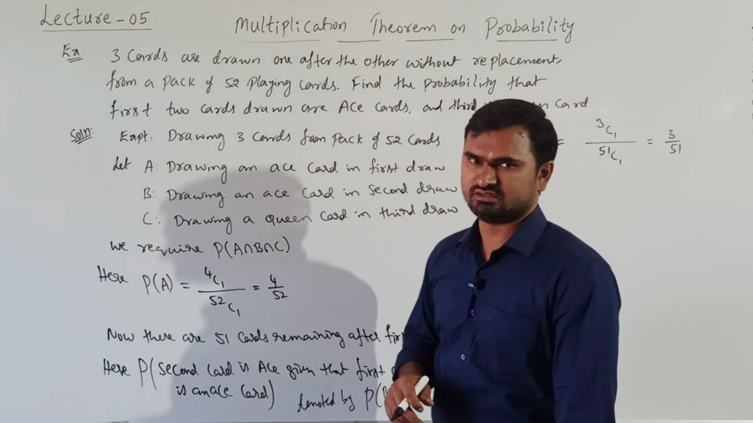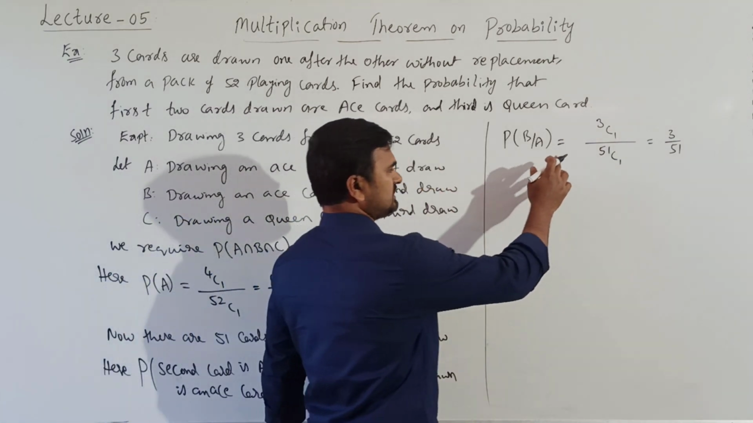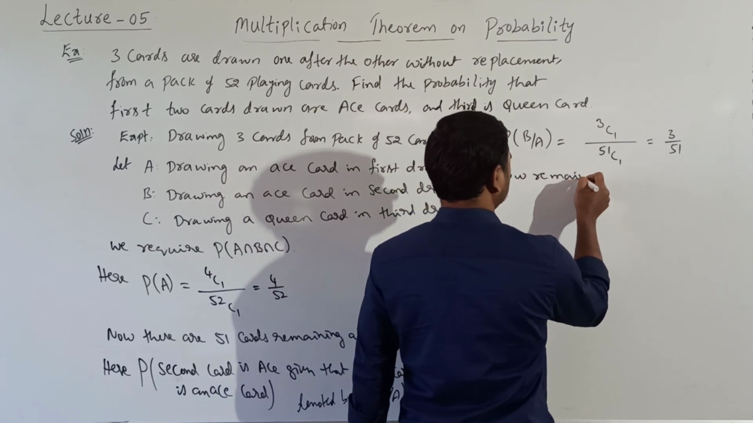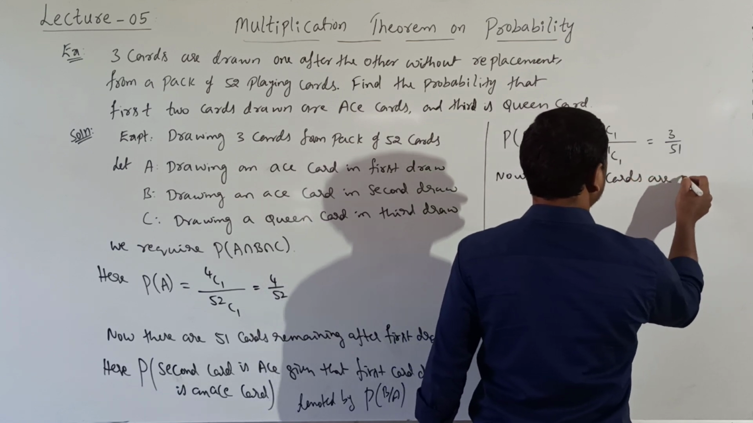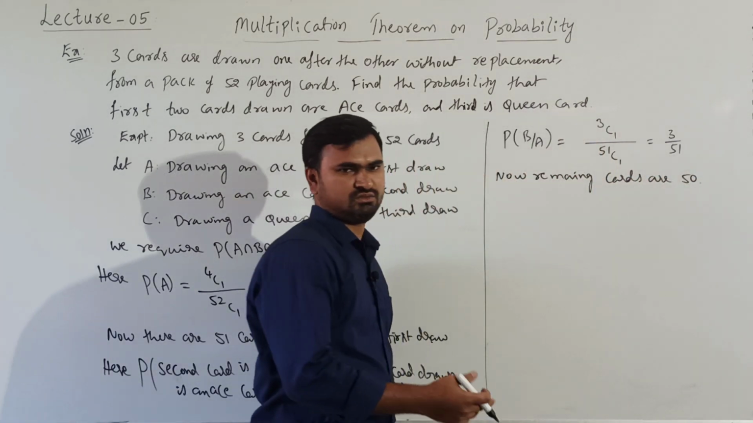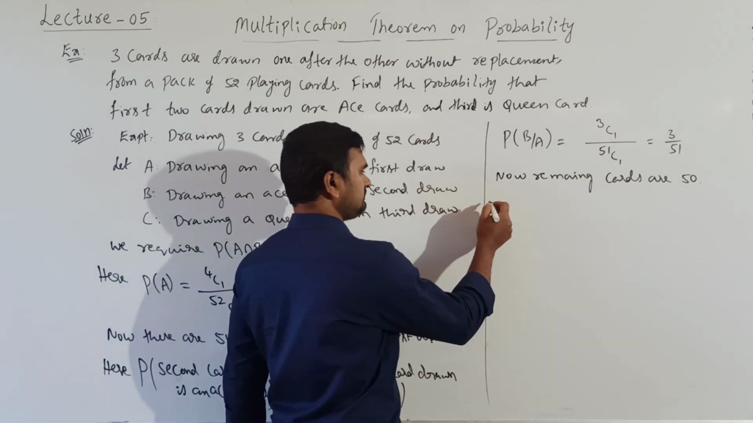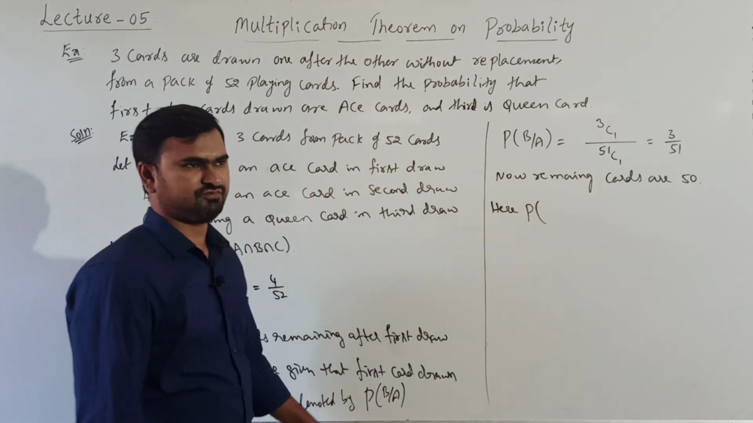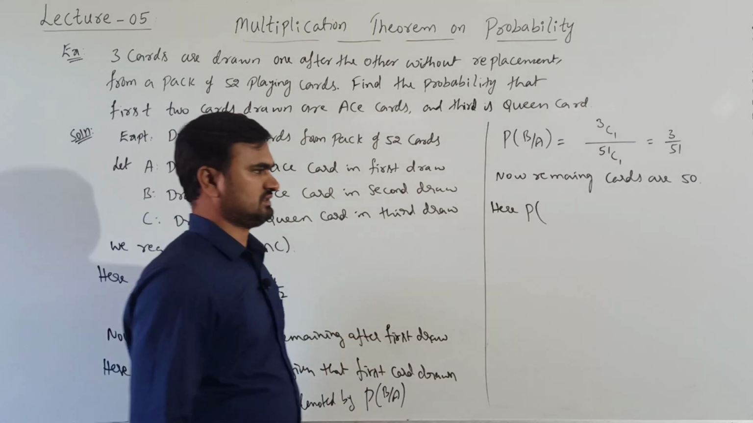Now two events have occurred. Now we need all the 3 events. Now after drawing 2 cards, what are remaining? Now remaining cards are 50, because 2 cards are already drawn. Now for the third event, what is the probability of occurrence of the third event? That is, the third card being a queen card.